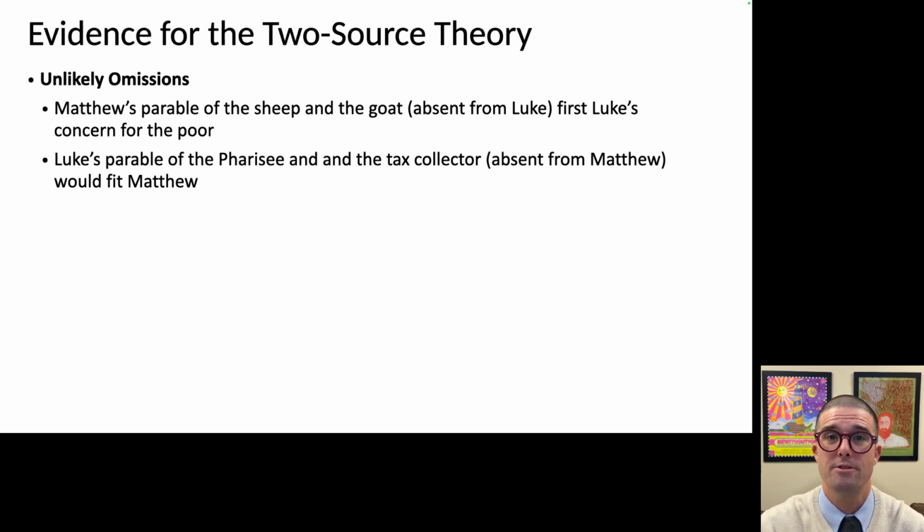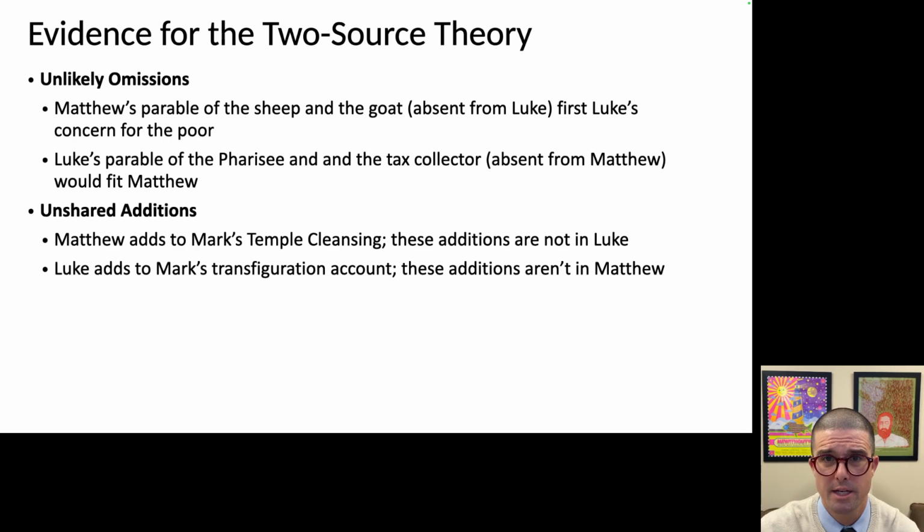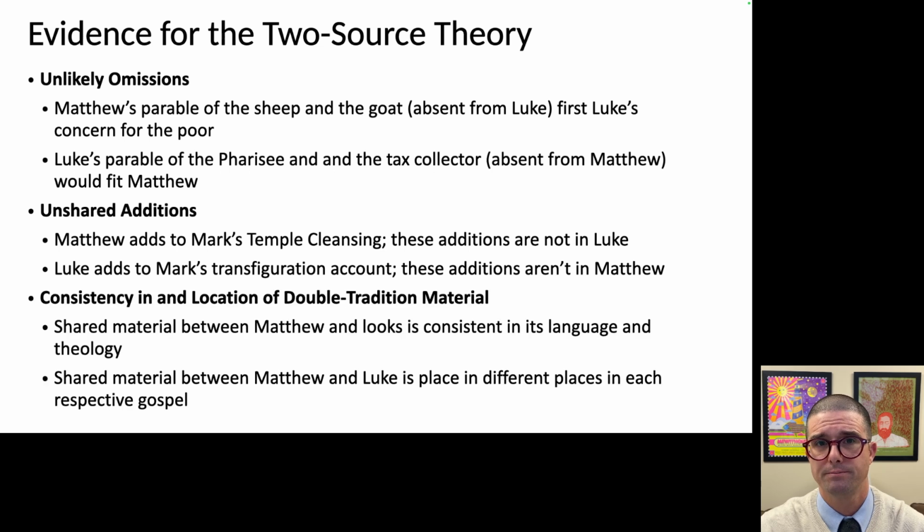It's just in Matthew. A similar logic is at work with unshared additions. These are places that Matthew or Luke add something that they find in Mark, but the other gospel, Matthew or Luke, does not include it. So if Luke is reading both Matthew and Mark, and he comes across a more expanded account in Matthew, why would he opt to follow Mark's shortened version and not opt to follow Matthew's longer version?